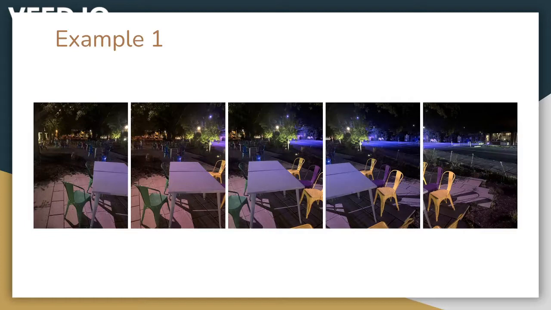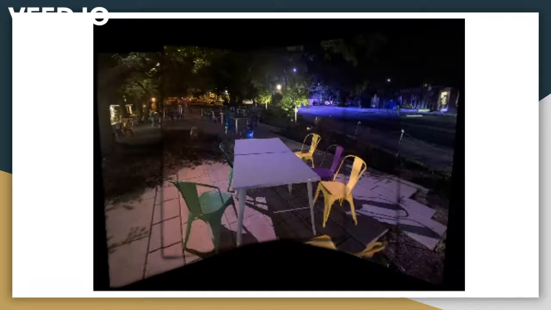Here we are down on Weaver Street. Some of you may recognize this, but here are the five individual images. As you can see, all very similar, but at slightly different angles. And then stitching them all together, I was able to achieve this effect, which honestly I think came out pretty good.